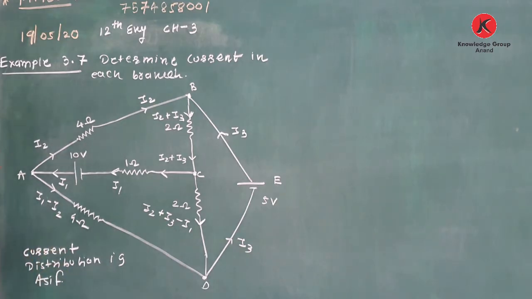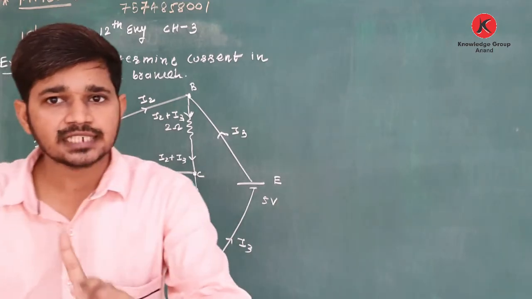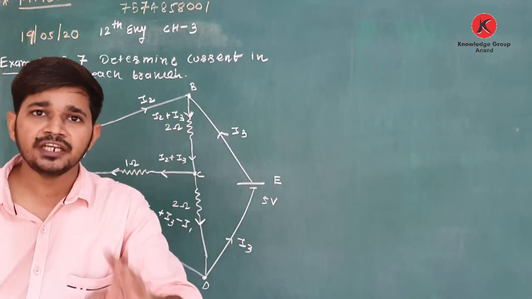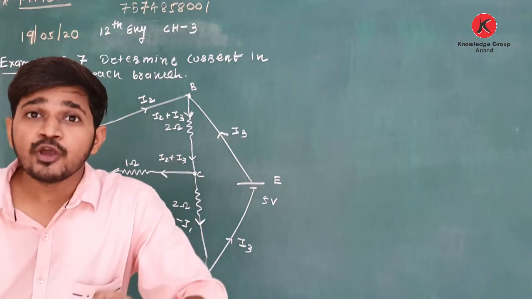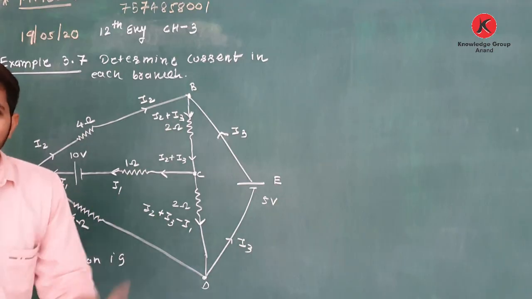Now we will take a look. Here you have to find the current flowing in each branch. We have assumed I1, I2 and I3, which means you have to find three currents, I1, I2 and I3. To find three variables, we need three equations, which means we have to consider three loops.